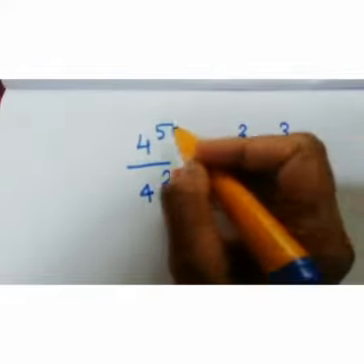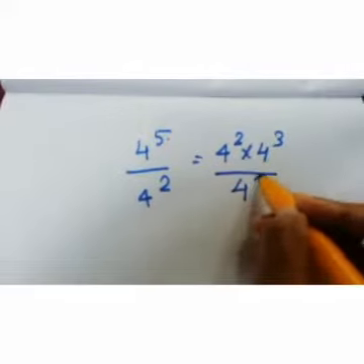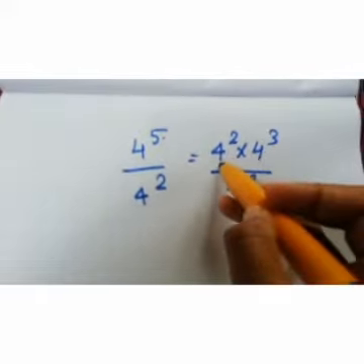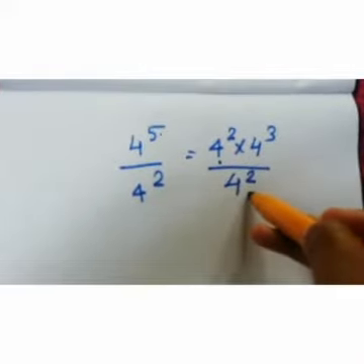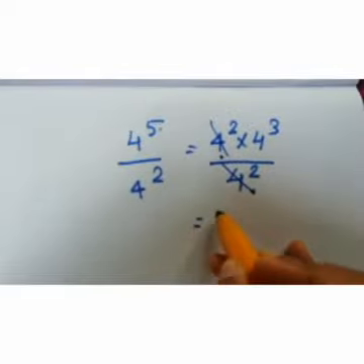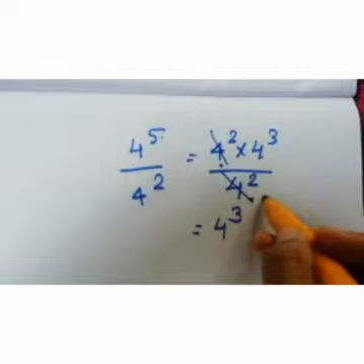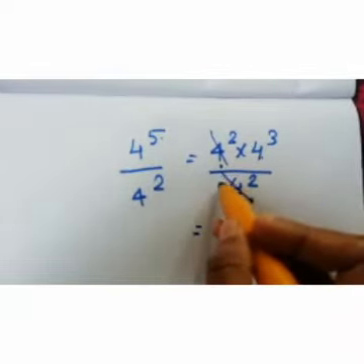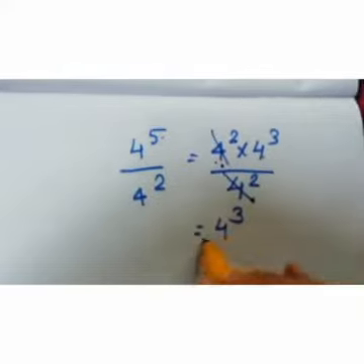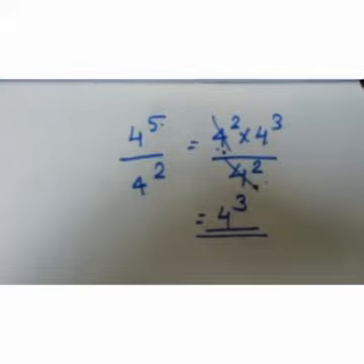3 plus 2, 5. The overall power divided by 4 raised to 2. Here, there is a term in the numerator and in the denominator. So, we can cancel these two terms together. Then the remaining should be 4 raised to 3. There is no part in the denominator and here also. So 4 raised to 3 is the final answer.